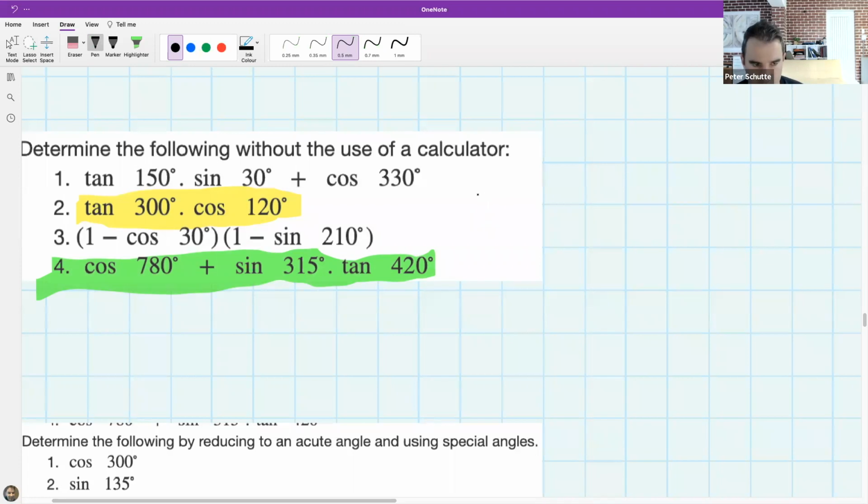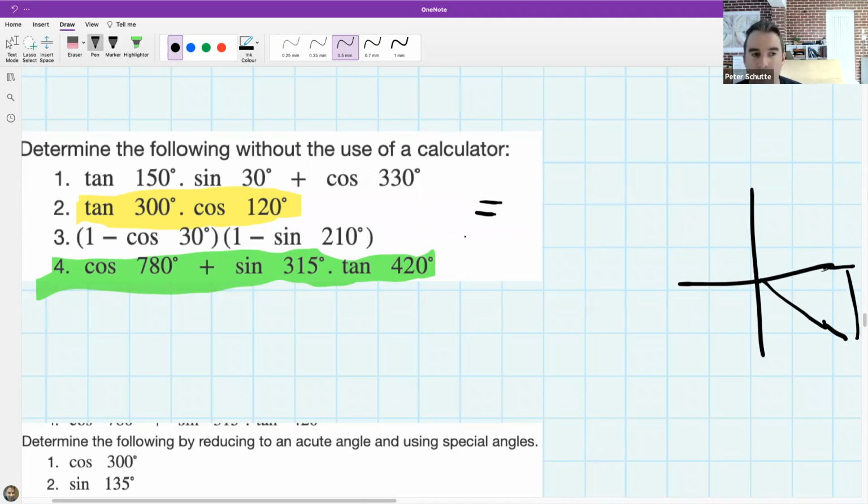So for number 2, what do I do first? I say to myself, what quadrant is tan in? It's in quadrant 4. And if I look at quadrant 4, how far away is it from the nearest horizontal? It's only going to be 60 degrees away. Now you can write this as 360 minus 60, but after a while you'll start to notice that there's a bit of a pattern here. So it's minus tan 60, because it's 60 degrees away from the nearest horizontal and tan is negative in that quadrant.